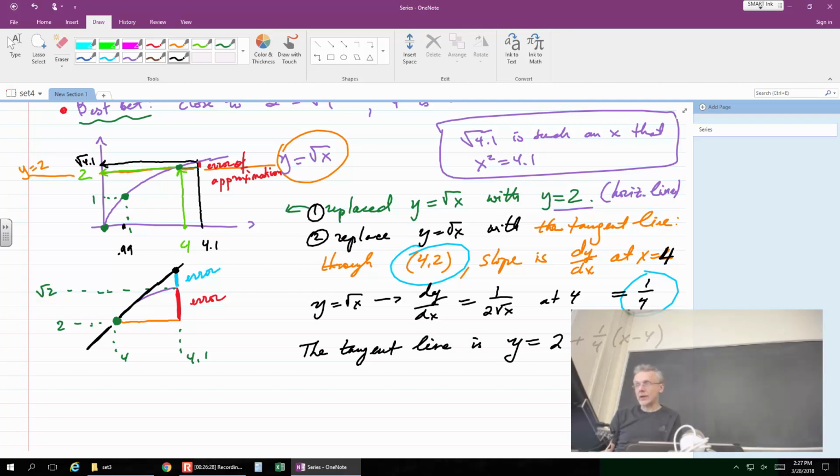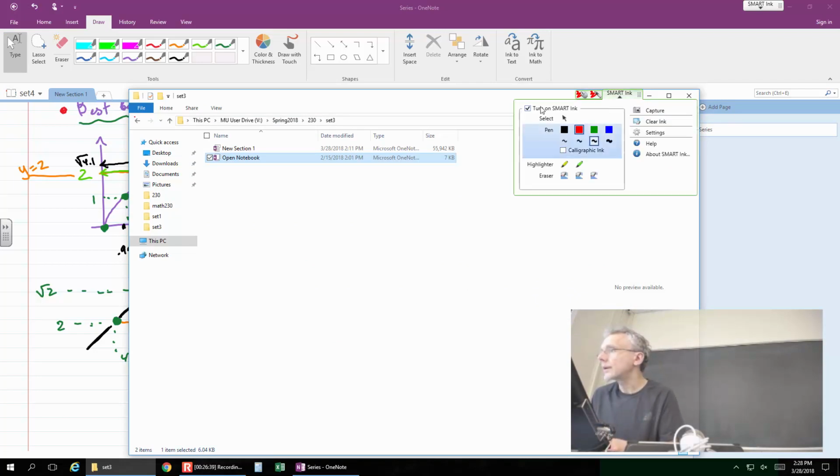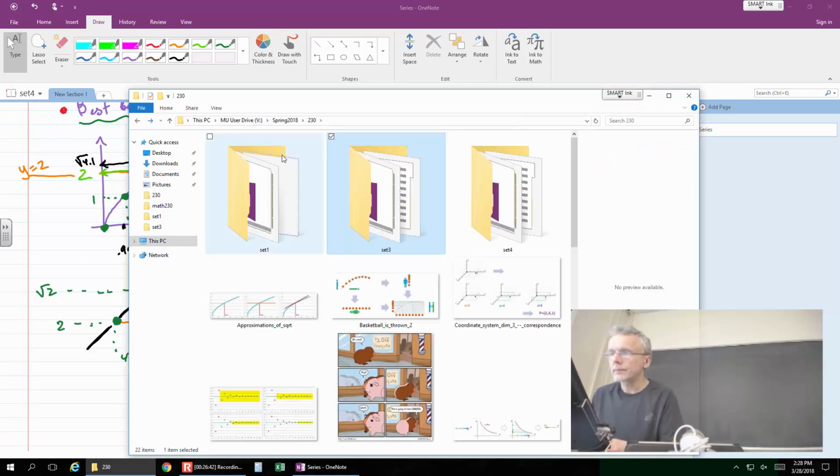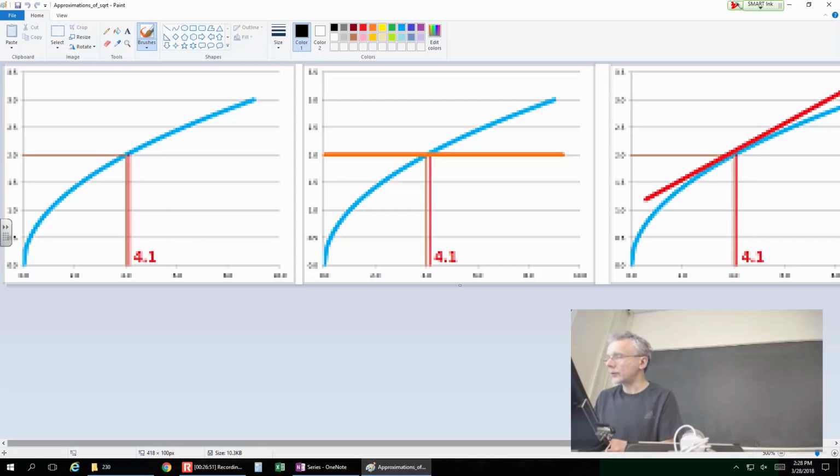Then, if this is our approximation, let me have this picture here somewhere. Okay, here it is. So that's what we have so far accomplished. That is the original setup of the problem, on the left, for point 4.1. We're looking for the answer, which is very close to 2. As you can see, that's the second picture, and we replaced our graph with the horizontal line and just said, well, that's the best we can do. Okay, that's the original problem.